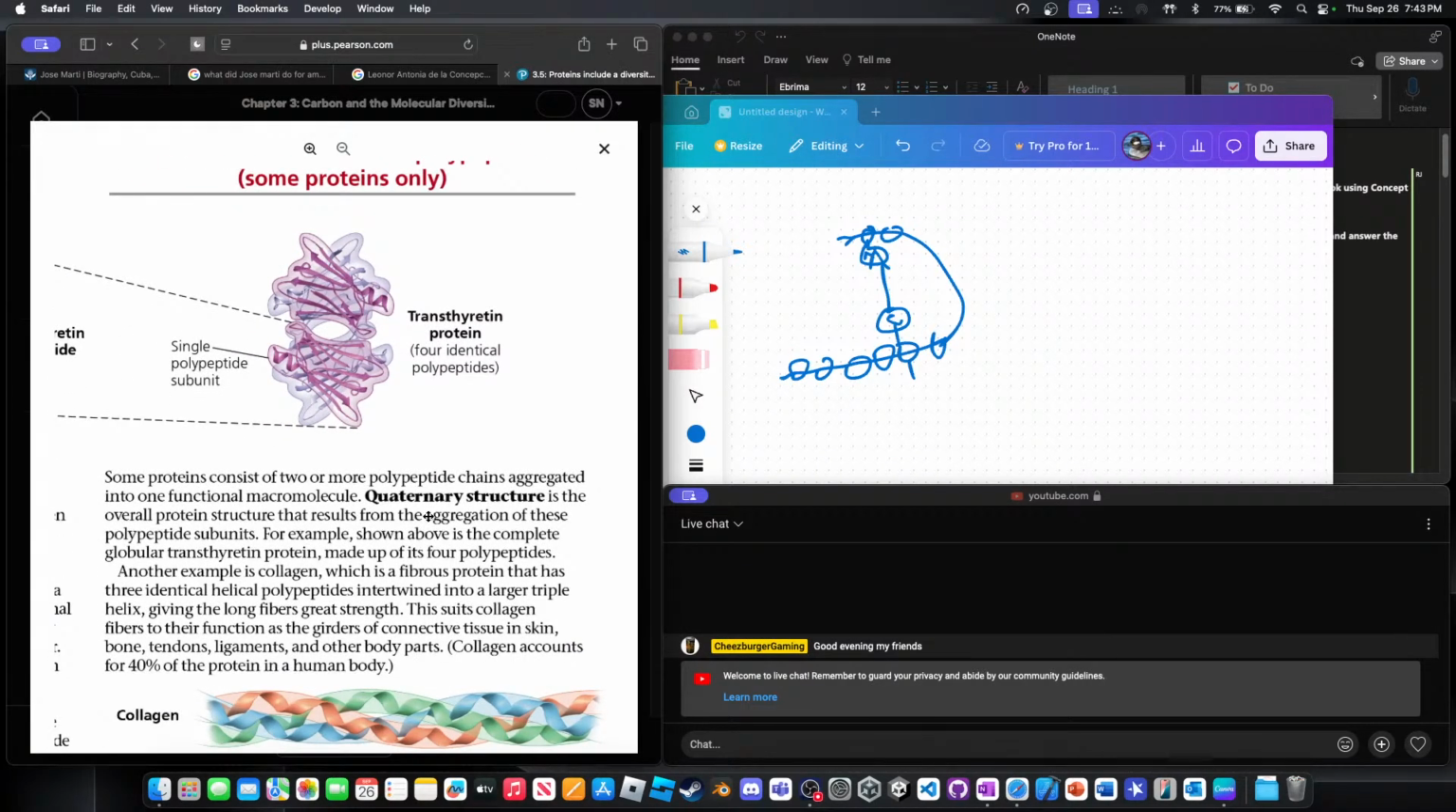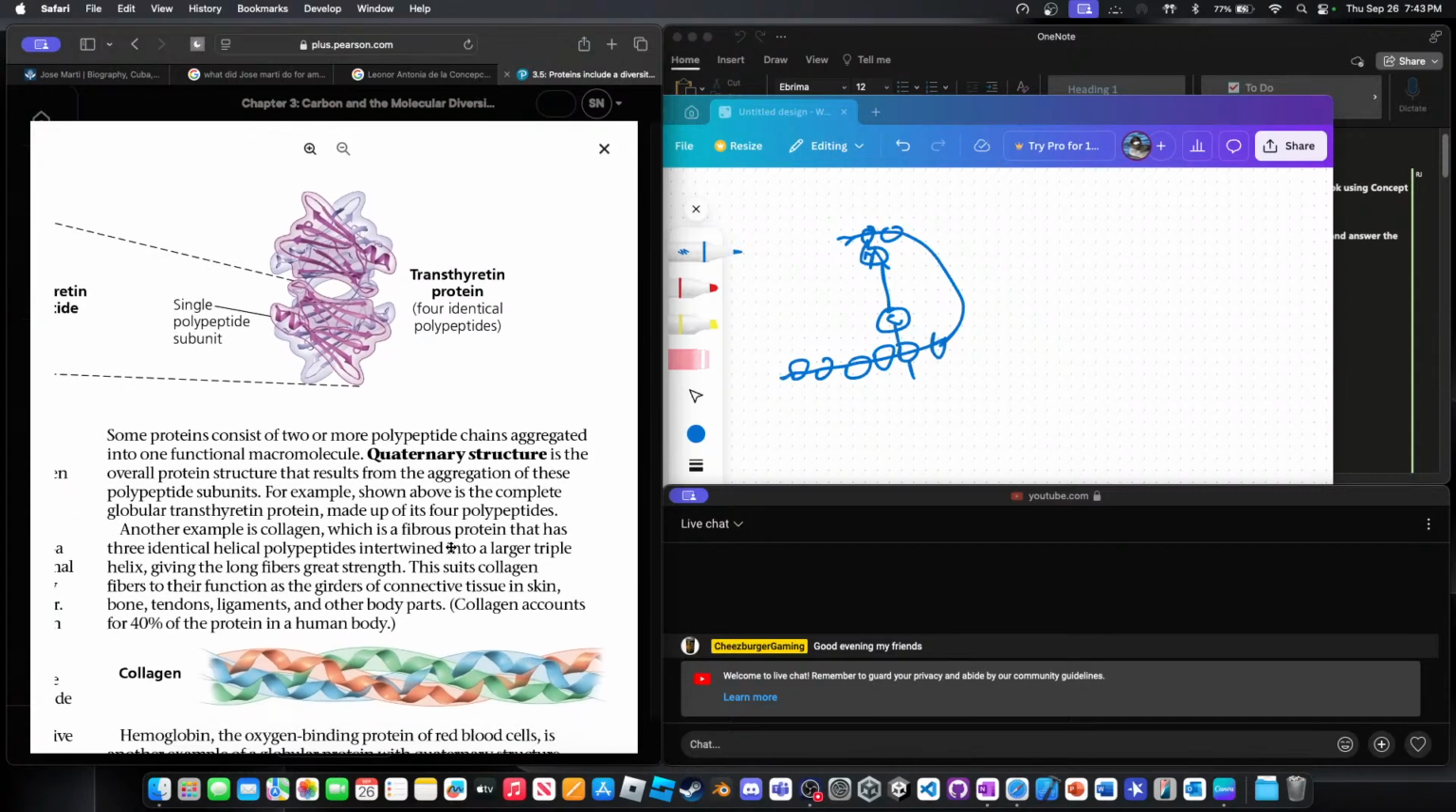Some proteins consist of two or more polypeptide chains aggregated into one functional macromolecule. Quaternary structure is the overall protein structure that results from the aggregation of these polypeptide subunits. For example, what's shown above is the complete globular transthyretin protein made up of its 4 polypeptides.